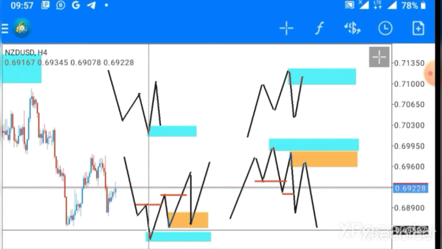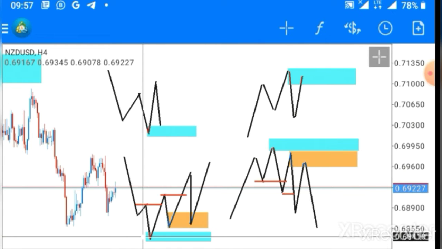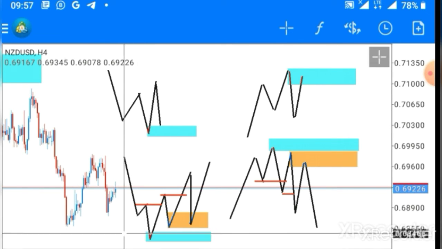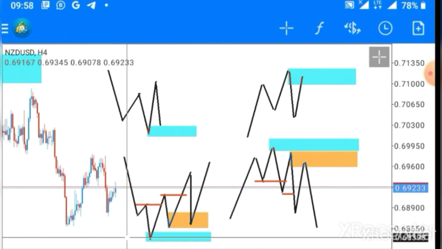And so price comes into this 4-hour OB here on your M15 or M5 or whatever time frame, the lower time frame you choose to trade from. Price comes into the 4-hour OB. What you should be waiting for is to see double break of structure on your lower time frame. I repeat, when price comes into your 4-hour OB on your lower time frame, what you need to look out for is double break of structure.